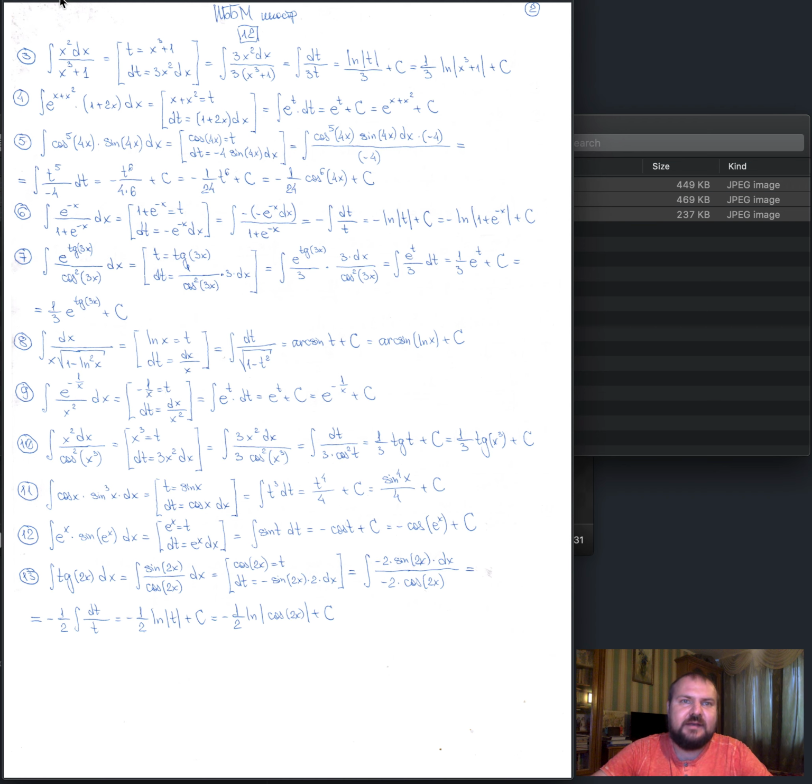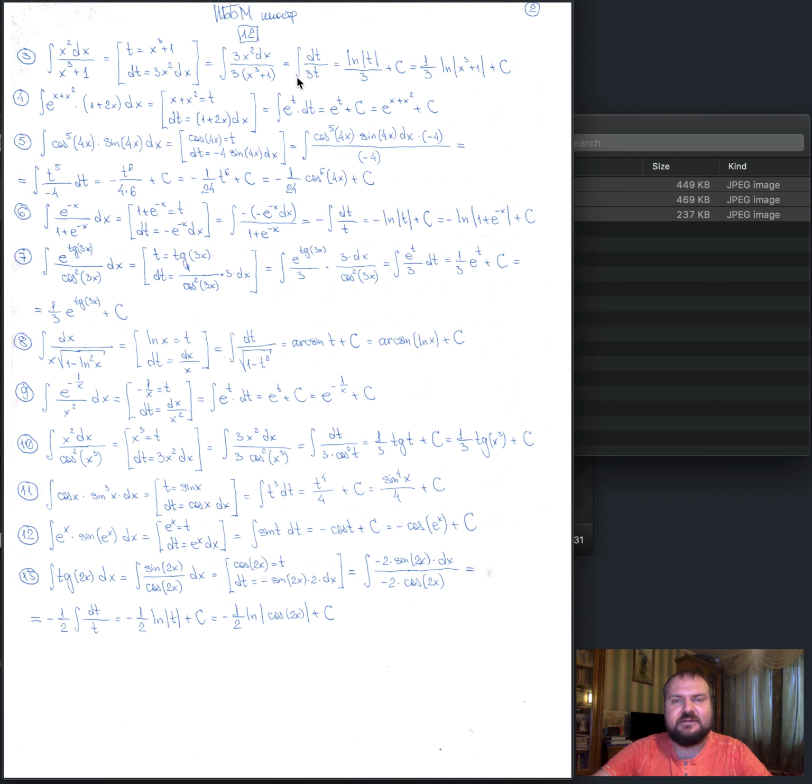Number 3 example. Integral in the numerator x squared dx divided by denominator x cubed plus 1. We make a replacement, let t be equal to x cubed plus 1. We find dt, it would be 3x squared dx, of course, and we rewrite it in a new form. So we get integral dt divided by 3t.